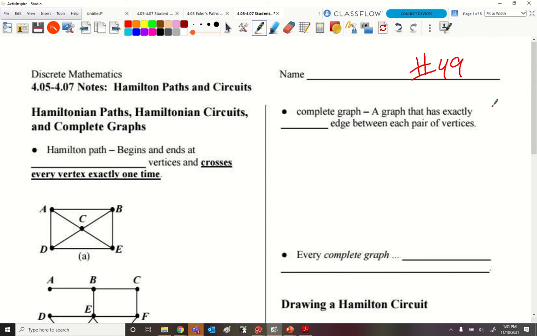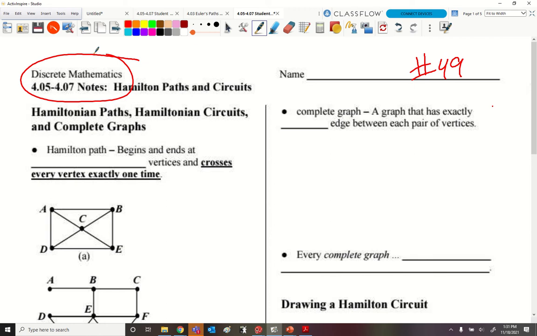So we're going over this. This is going to be page 49. Everyone has these right here, and it says this is going to cover 4.5 through 4.7. So we're going to go through and fill in these notes, and I like this one better than I like Euler, because with Euler you have to use all the edges.